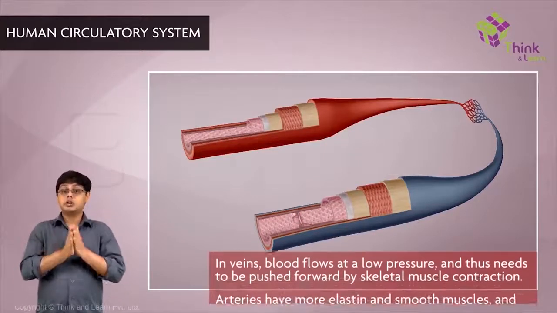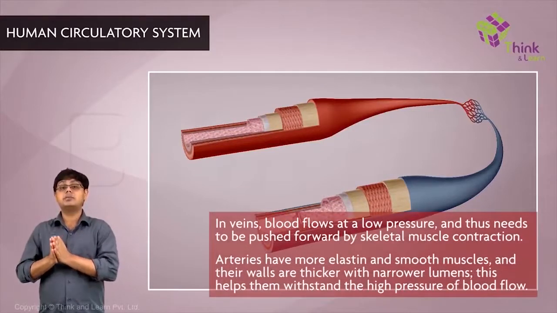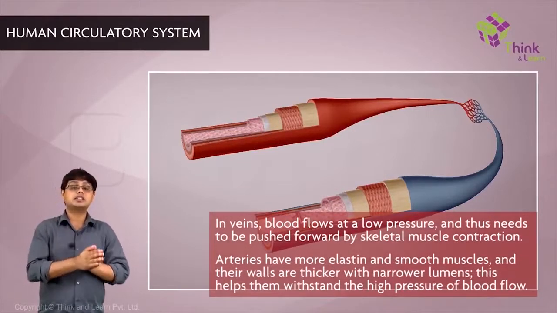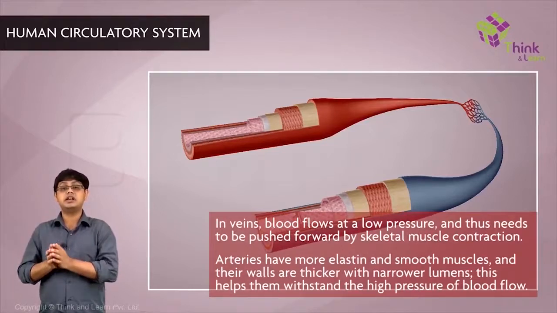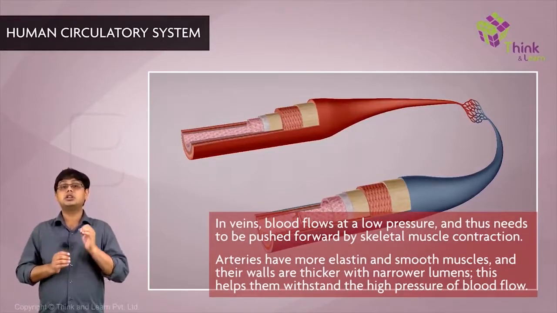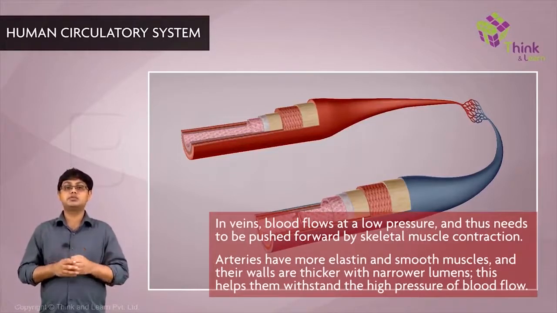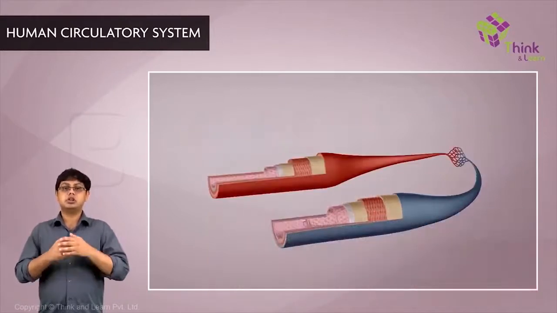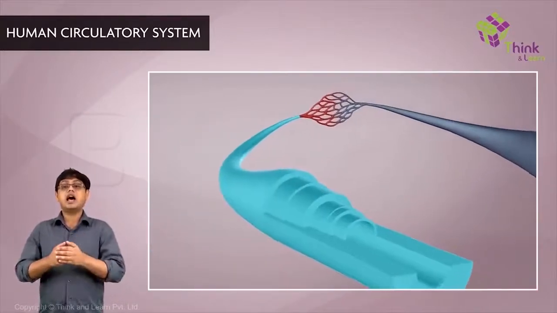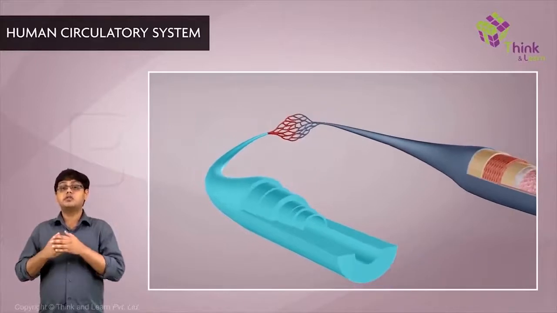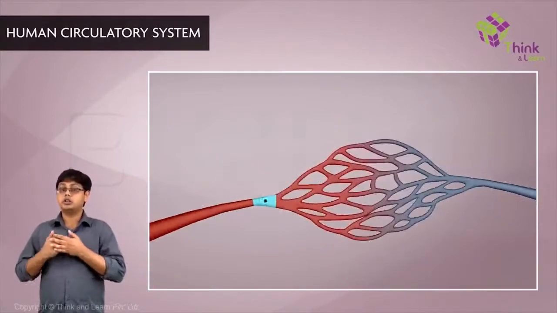Because arteries are under high pressure, they have more elastin and more smooth muscles in their media, so they're generally thicker with narrower lumens. This helps them withstand the high pressure. The larger arteries narrow into smaller arteries, which further narrow into arterioles.